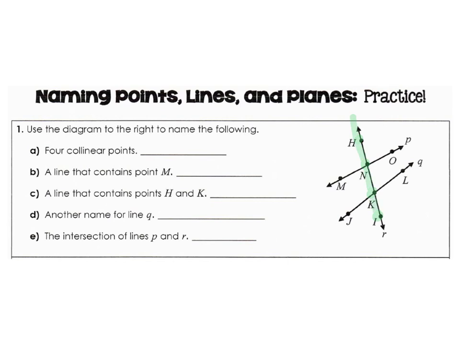They all lie on the same line, on line R. So let's write those down. Points H, N, K, and I.